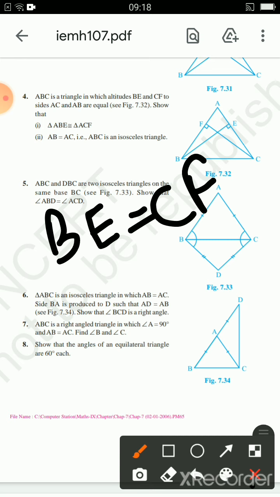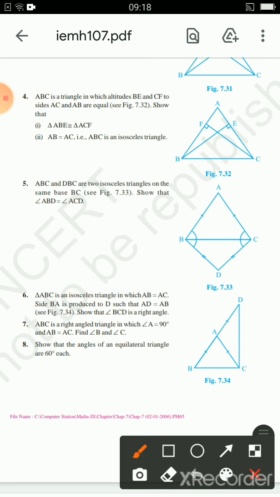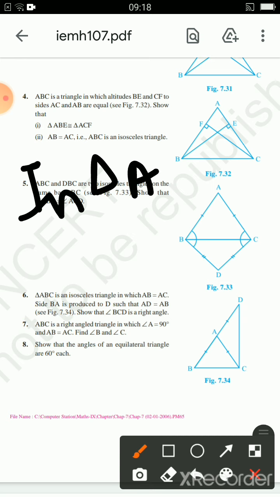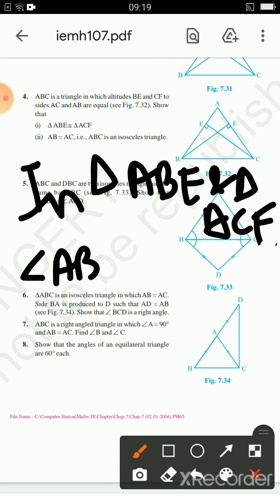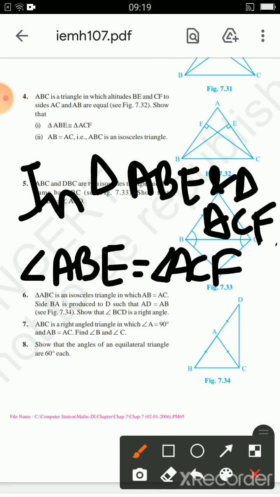So now, to prove this, you will take triangle ABE and triangle ACF. What you are given? Angle ABE is equal to angle ACF. Why? Because each of them is of 90 degree.